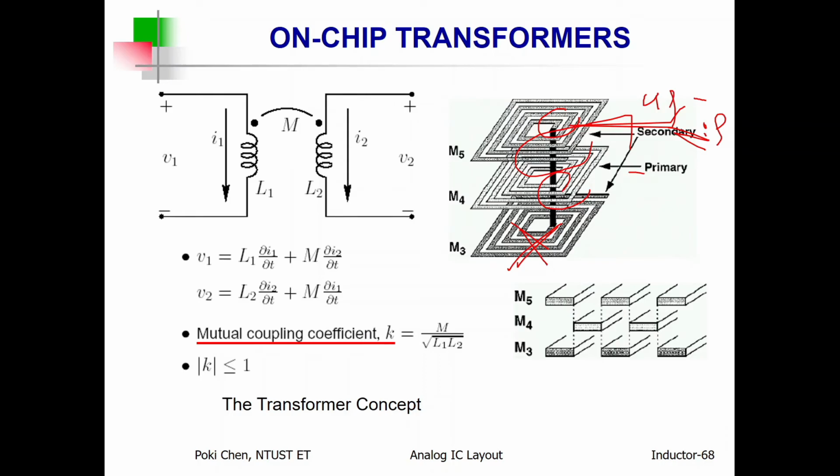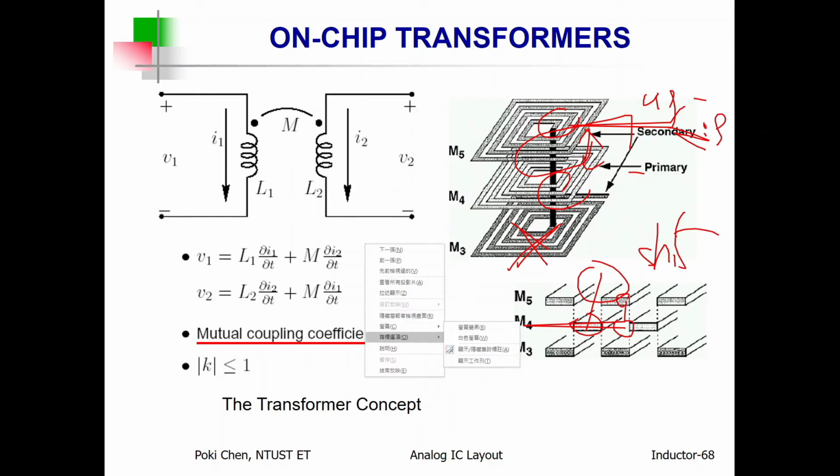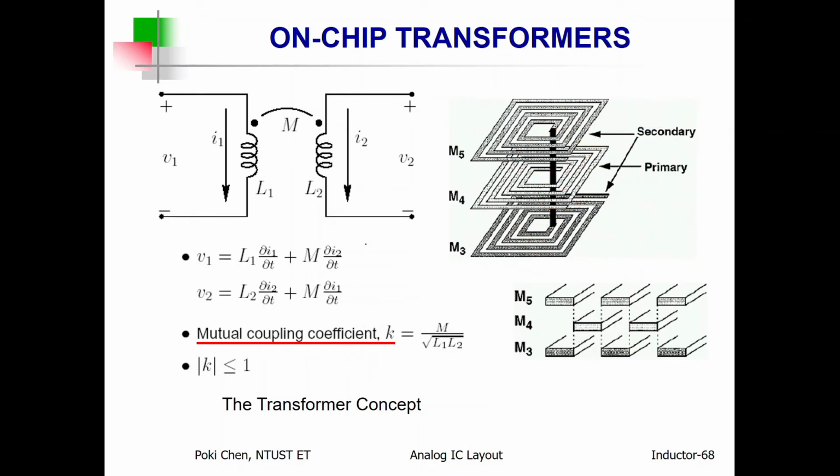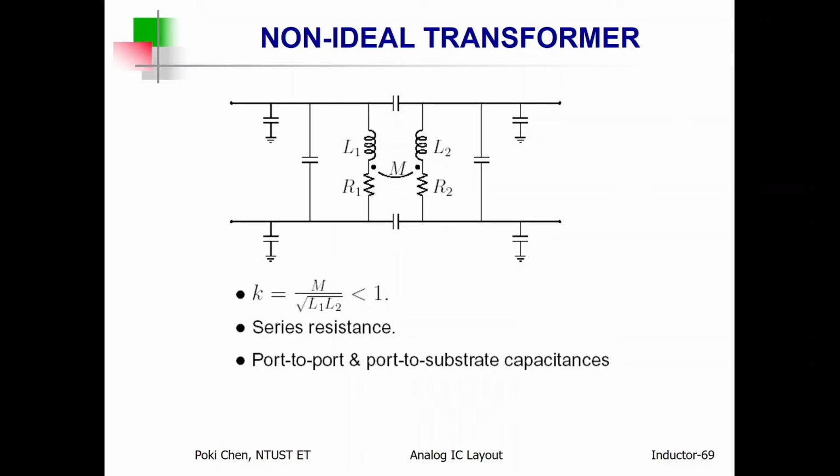And also between them, you need to have some kind of shift. My wire feeds your space, your wire feeds my space. That is the definition for shift, or wire shift, to reduce the overlapped parasitic capacitance. That's it. So this is some kind of model for such an on-chip transformer.